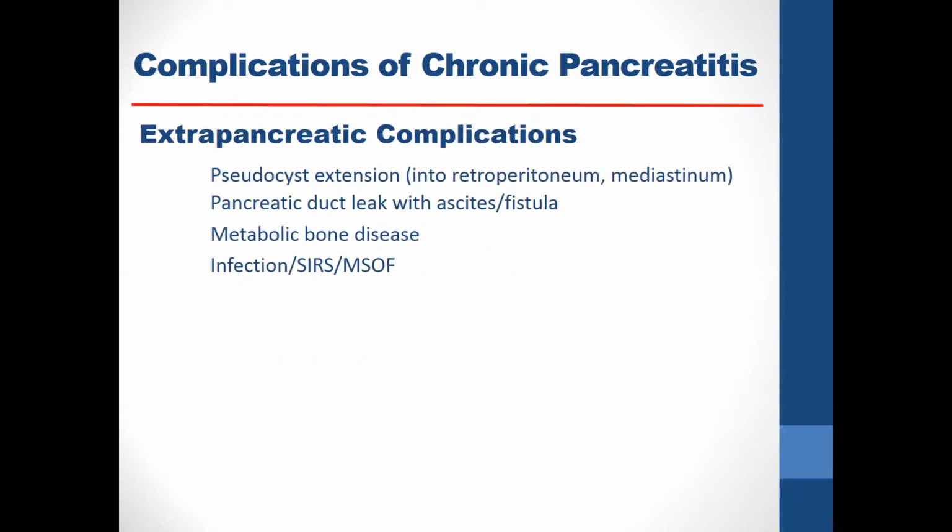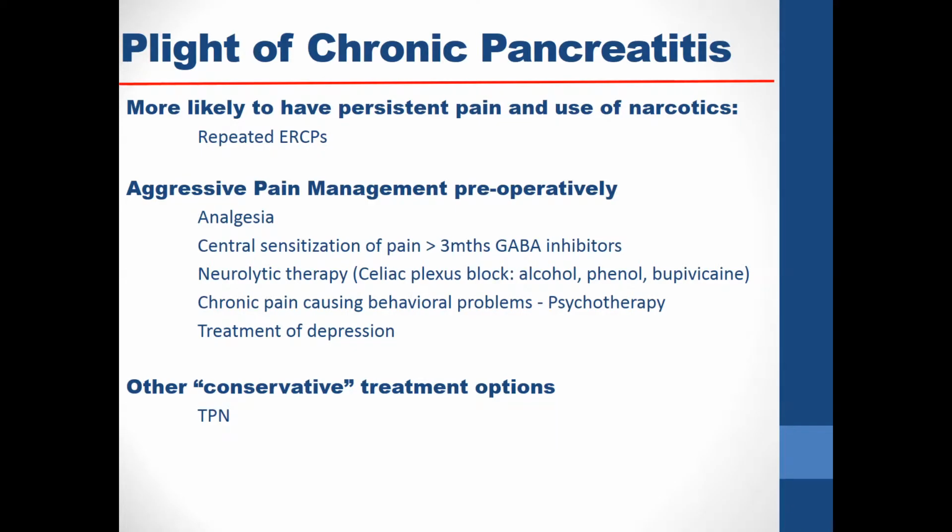The extrapancreatic complications are also significant because the pseudocyst can extend into the retroperitoneum or the mediastinum. You can have a duct leak with ascites and fistula formation, metabolic disease, and of course all this predisposes to infection, SIRS, and multisystem organ failure. So when you look at the plight of the unfortunate individual who has chronic pancreatitis, it's not uncommon for them to have a persistent chronic history with a lot of narcotic use. They've often failed multiple different therapies by many different providers.